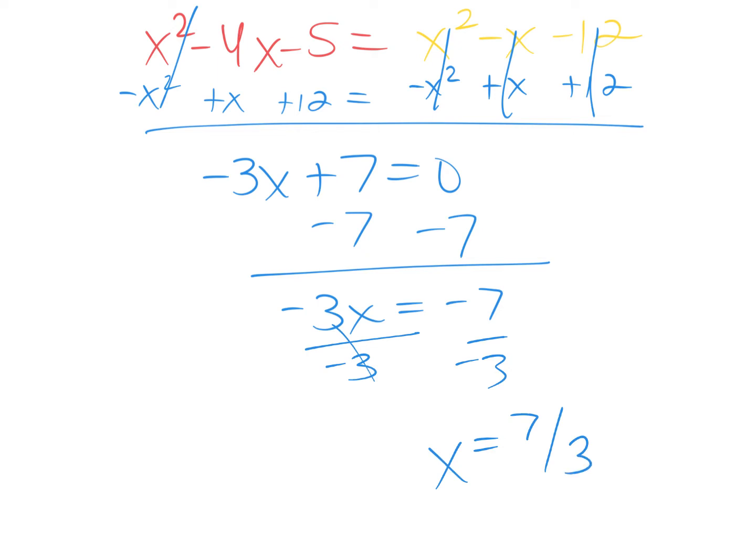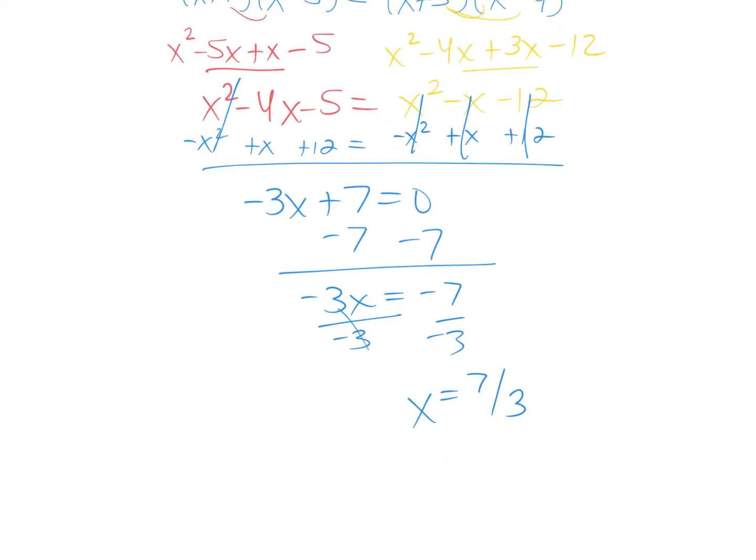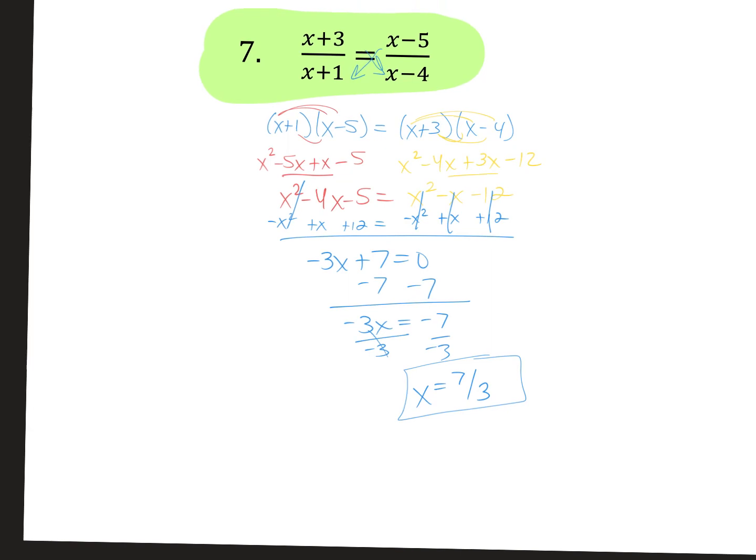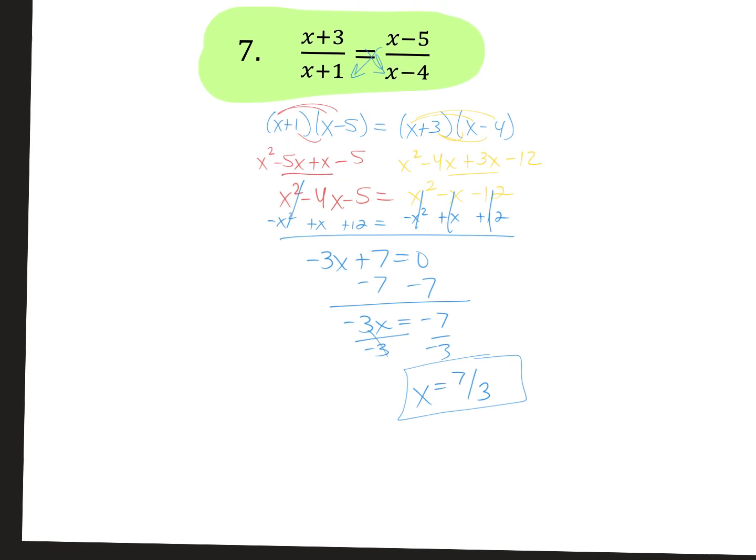Now I understand that is a fraction. I understand some of you are thinking, I am not plugging a fraction back in to see if it works. Okay, I don't think that's the best idea. But at the very least, with a rational, what do you have to make sure that the answer you get does not do? Not that the x can be 0. The denominator can equal 0.